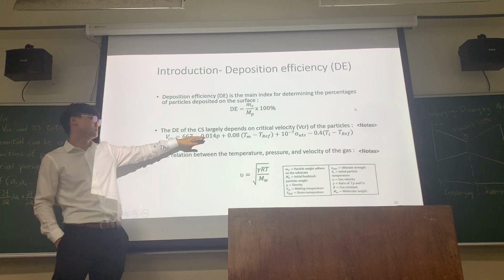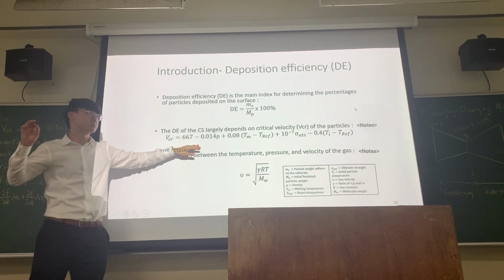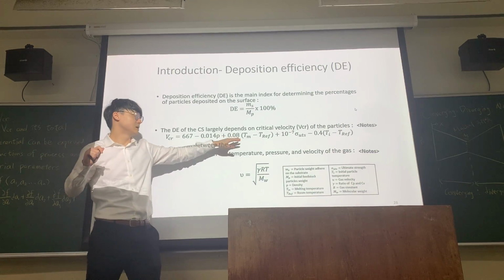So if you minus, that means the 667 decreases, right? That makes sense, right? And then you have plus, and then plus and minus.